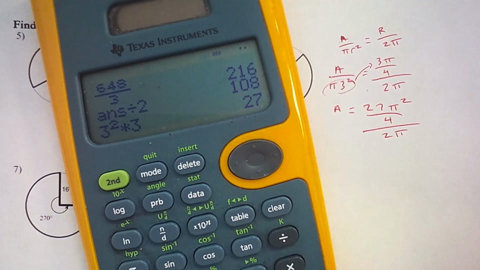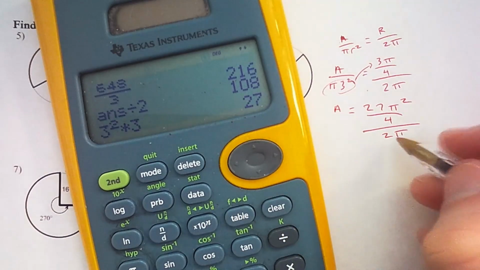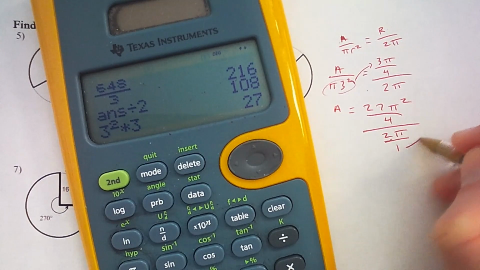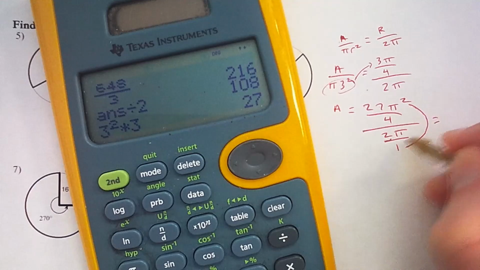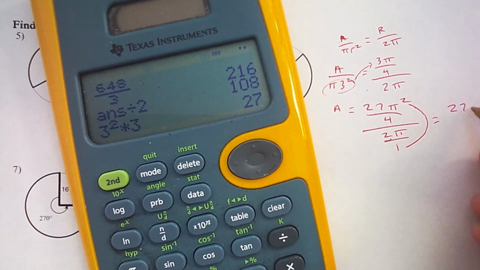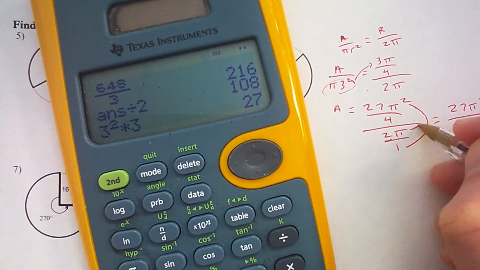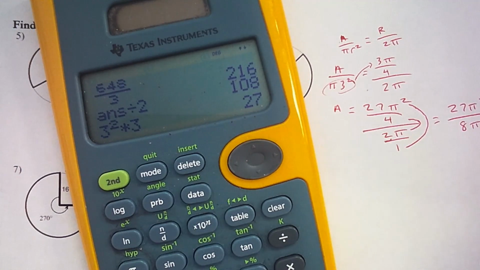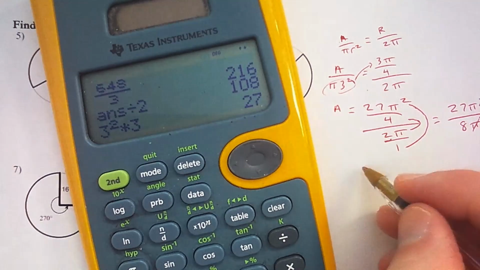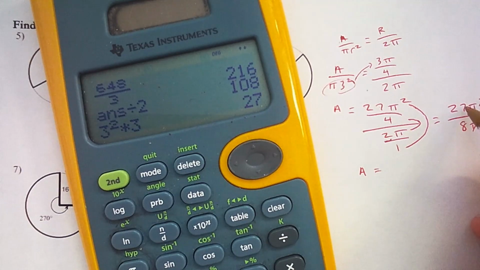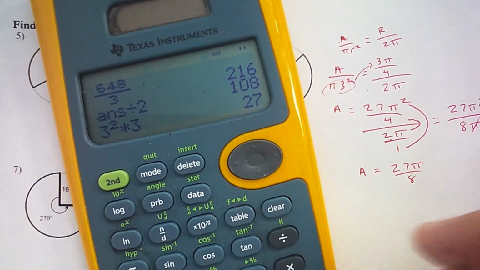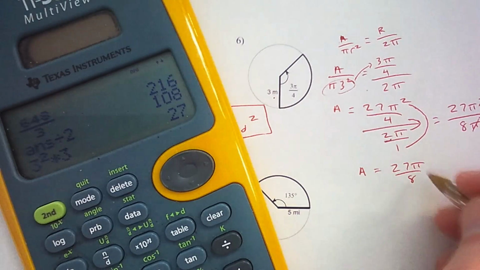Now 27 fourths will not simplify. So I'll put this over 1. Okay, and then when I divide these fractions, I can simply do an outer loop. I'll multiply those to get the numerator. That's 27 pi squared. And this inner loop, I'll multiply those to get the denominator. 4 times 2 pi is 8 pi. And I can cancel a pi from the numerator and the denominator, and I get the area equals 27 over 8, which is not going to simplify. 27 pi over 8, and that is in meters squared.